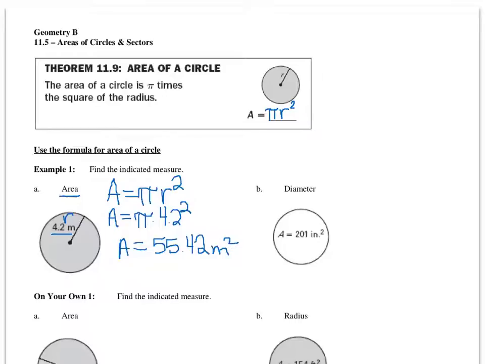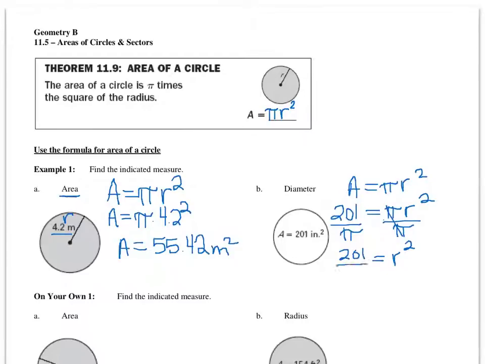B says find the diameter. Well, we know we've got this formula, area equals pi r squared. We can find the radius, and then we can just multiply it by 2 to find the diameter. So for B, we're going to put in 201 equals pi times our radius squared. Now we need to solve for r. So we can divide both sides by pi. And that would give us r squared equals 201 over pi.